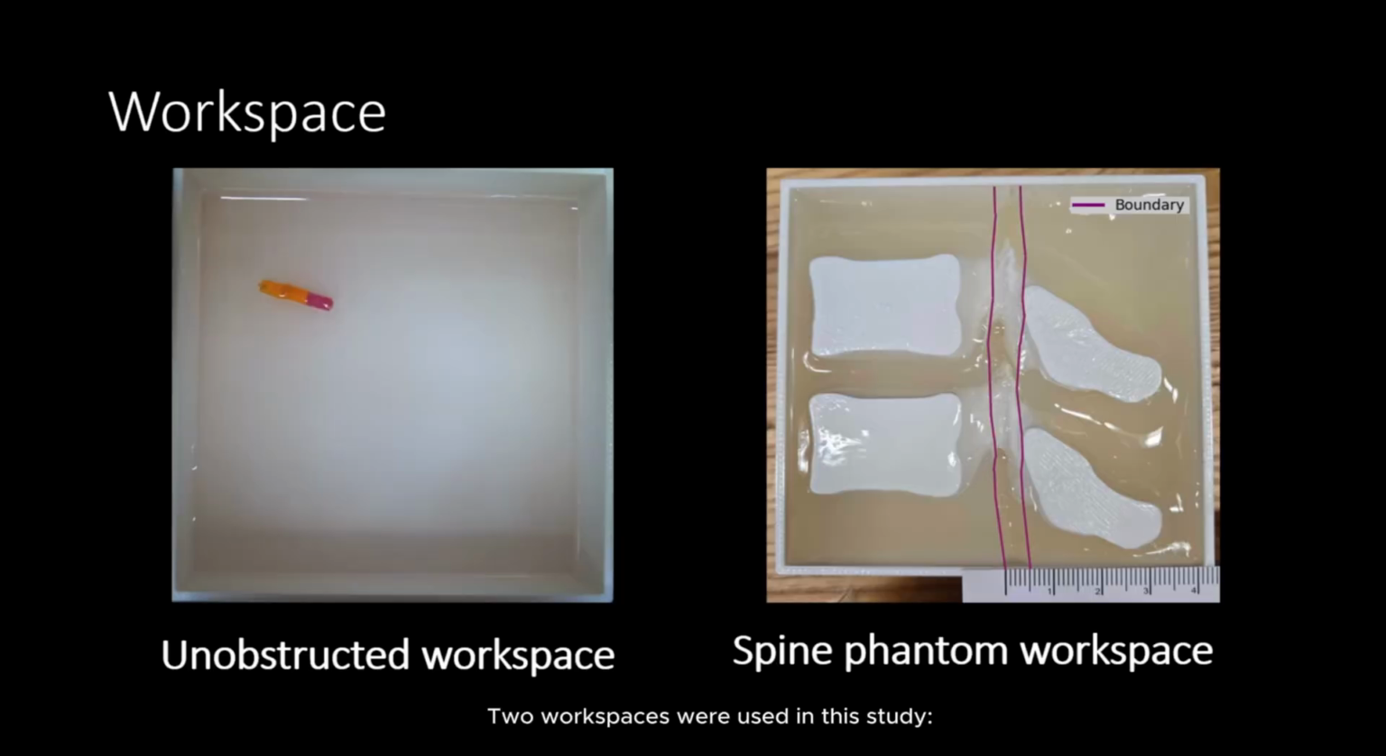Two workspaces were used in this study: an unobstructed workspace for experiments with the magnet robot, and a spine phantom workspace for experiments with the drug robot. Five experiments were conducted to progressively validate the proposed control method's capability for fluoroscopy-guided drug delivery in the spine.